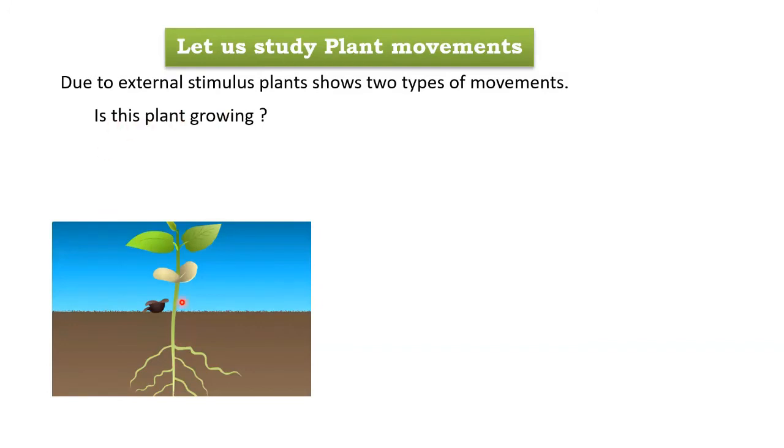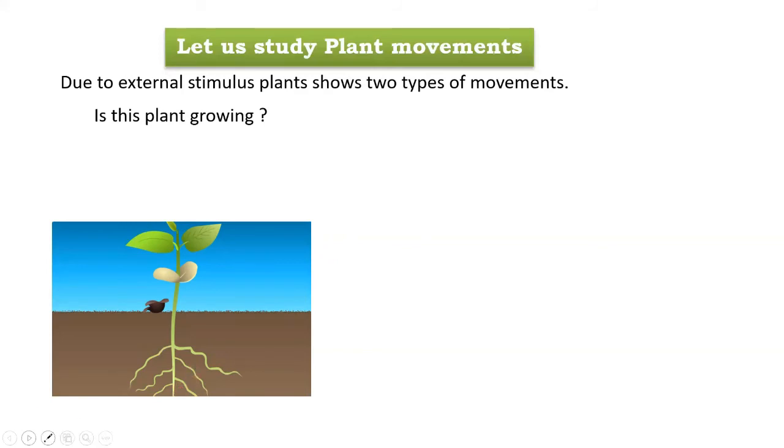We will say yes, the plant is growing, right? Because earlier it was very small in size, it was simply a seed. Now what we have is a complete small plant, right? So we can say that there was movement, and that movement was because of growth. And that is why the first kind of movement that plants show is growth dependent movement. It means movement exhibited by a plant due to growth.